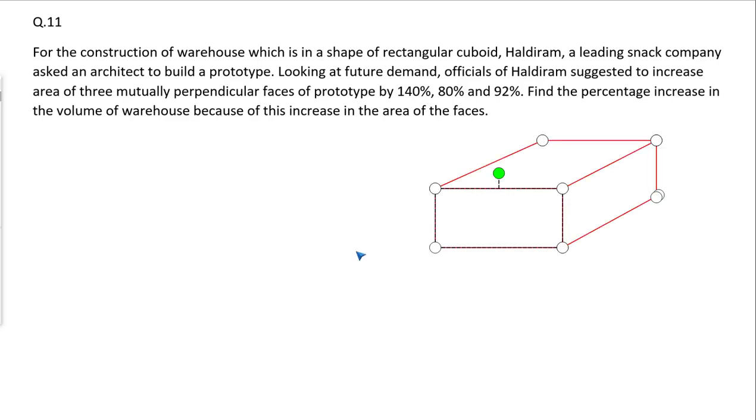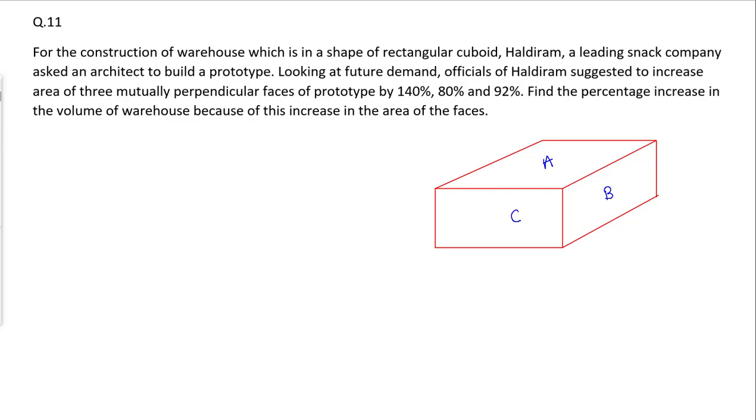For that I will draw a cuboid. Let's call this face A, this face B, this face C. Over here I can see that face A is perpendicular to face B, face B is perpendicular to face C, and face C is perpendicular to face A. Out of these three faces, take any two faces, they are perpendicular to each other, that is why they are called mutually perpendicular faces.